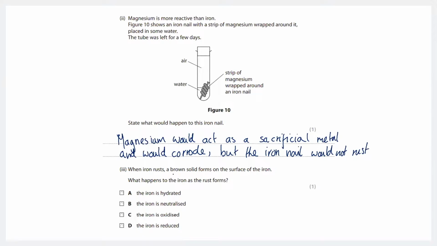Okay, when iron rusts, a brown solid forms on the surface of the iron. What happens to the iron as the rust forms? Iron is hydrated, the iron is neutralized, the iron is oxidized, or the iron is reduced. So it's gained oxygen, so the iron is oxidized.